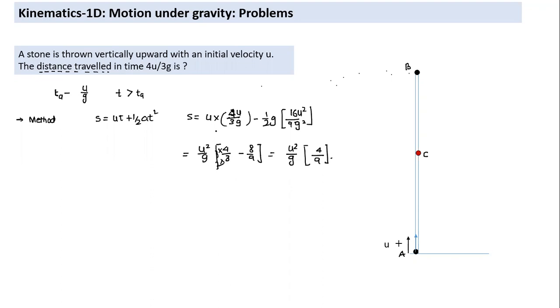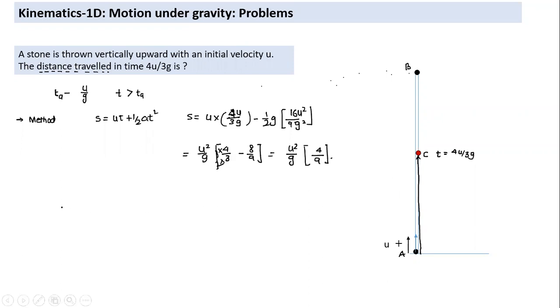Is this the distance traveled? No. This value gives you the displacement at this instance of time. So it has gone up. If C corresponds to t equal to 4u by 3g, this value gives you the displacement. It gives you this value. That's not the distance traveled.